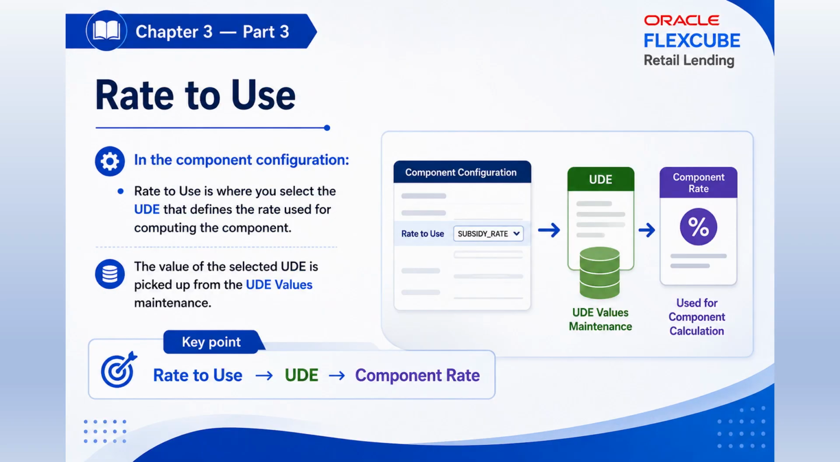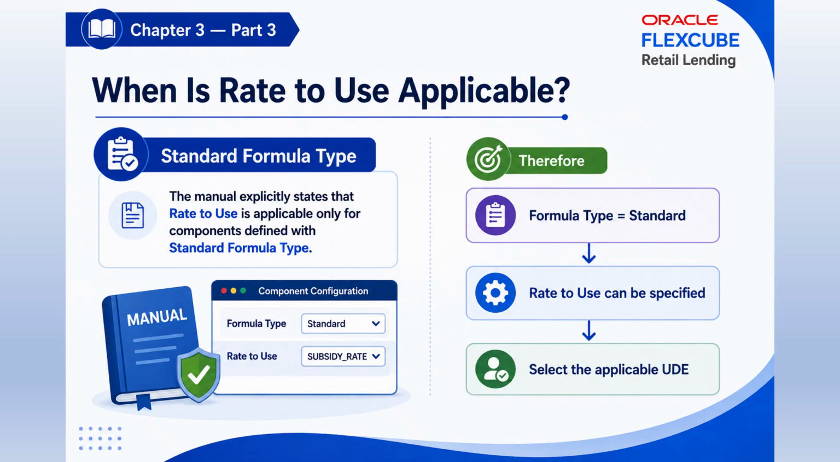Rate to use. Now let's focus on rate to use. In the component configuration, rate to use is where we select the UDE that defines the rate used for computing the component. The value of that selected UDE is picked up from UDE values maintenance. So remember, rate to use points to the UDE, and that UDE provides the component rate. When is rate to use applicable? There is an important rule here. According to the manual, rate to use is applicable only when the component is defined with standard formula type. So the concept is standard formula type. Then rate to use can be specified. And then the applicable UDE can be selected.